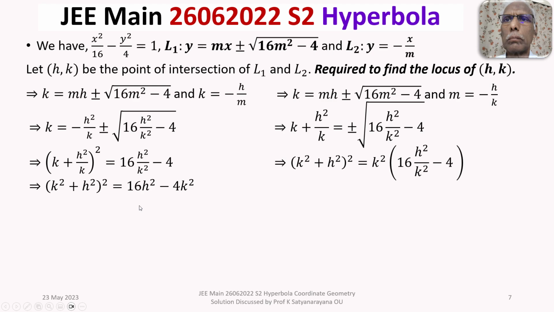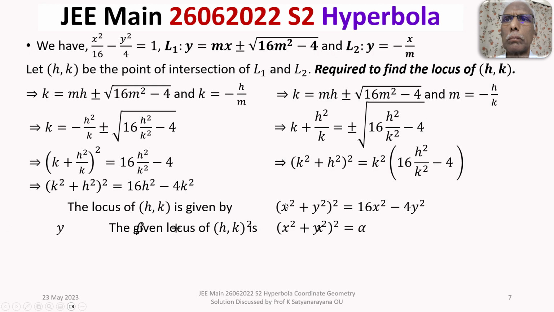Therefore the locus of h comma k is given by replacing h by x and k by y. Thus the locus of h comma k is given by (x square plus y square) whole square is equal to 16 times x square minus 4y square. But we are given the locus of h comma k as (x square plus y square) whole square is equal to alpha times x square plus beta times y square. Now comparing both the equations, these are one and the same equations, so we get alpha is equal to 16, beta is equal to minus 4.